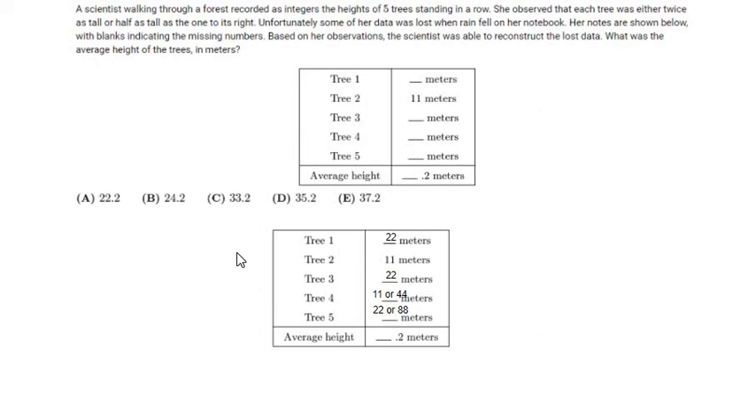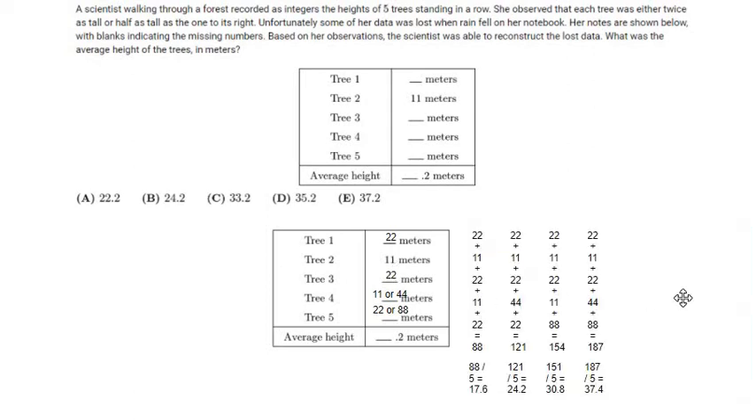And now when we get to tree 3 and we want to move on to tree 4, this gets a little complicated, because we can either divide by 2 or multiply by 2 in that case. So we either get 11 or 44 meters. And then for tree 5, we have two possibilities of 22 or 88 meters. So now, if we look at this case here, where we add all the combinations that are possible. So we know the first three numbers are going to be 22, 11, and 22. So we have to add those first. And then we have the possibilities of 11 plus 22, 44 plus 22, 11 plus 88, and 44 plus 88.